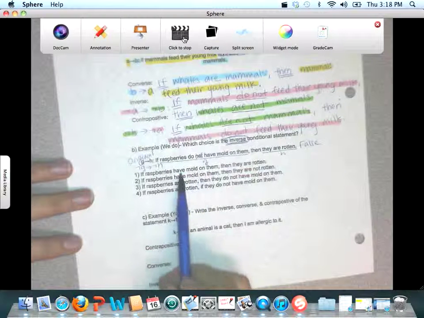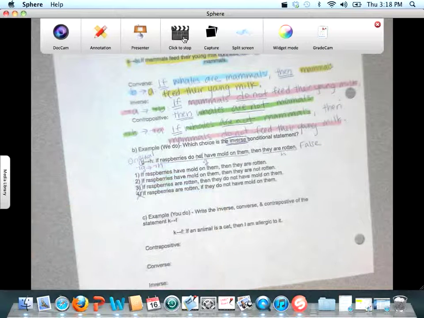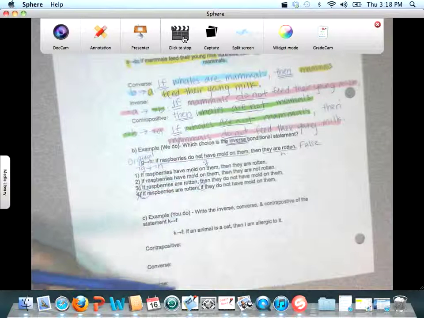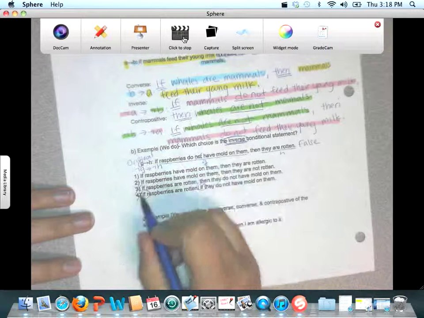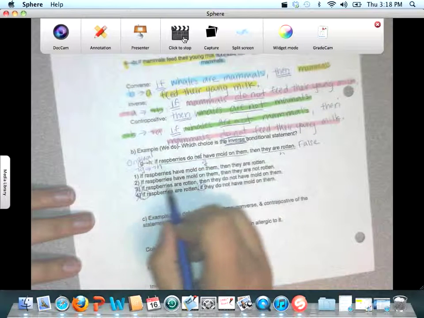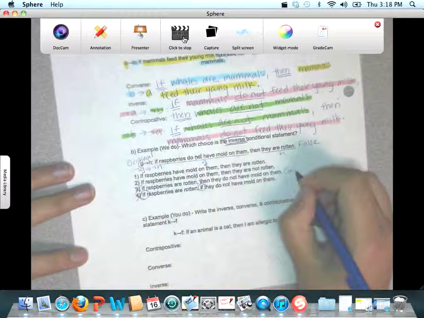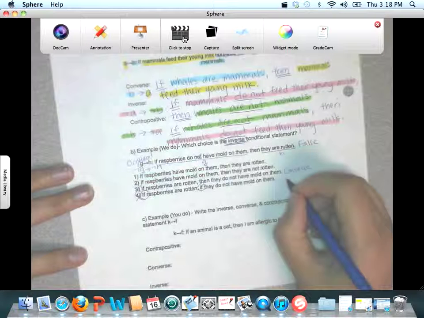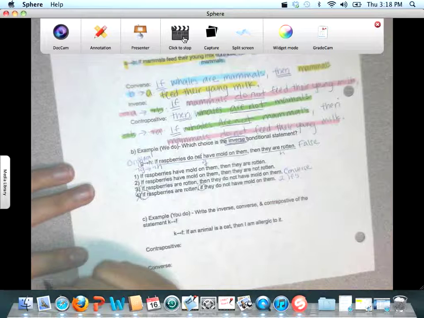So looking at my choices, I noticed that number 3 and number 4 do not start like that. In fact, number 4 uses 2 ifs. You're not allowed to use 2 ifs. You want an if and a then. Number 3 does that part fine, but it has raspberries are rotten first. In fact, number 3 represents the converse, not the inverse. Okay? So this has 2 ifs. That's why it's wrong. Okay?